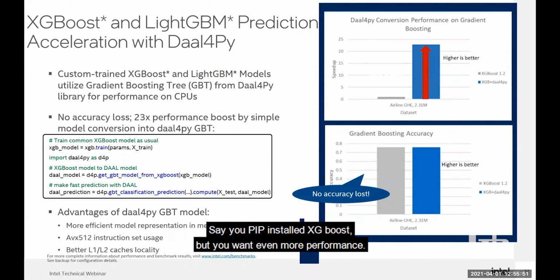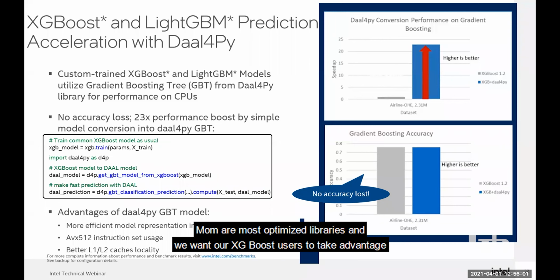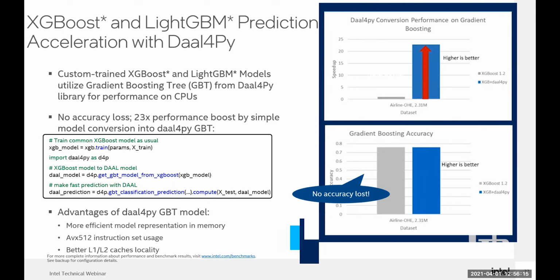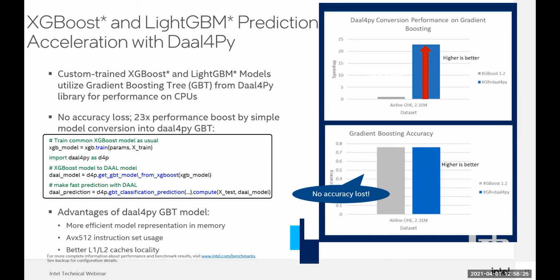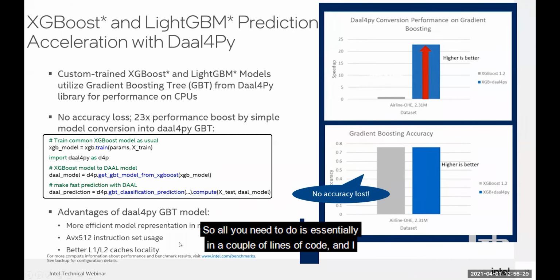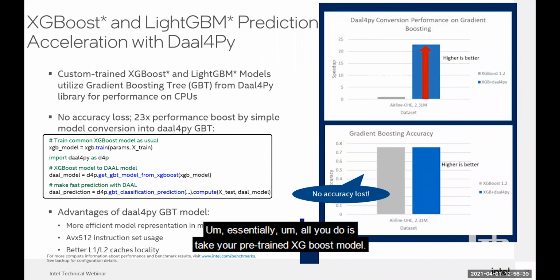Now, say you pip installed XGBoost but you want even more performance. No problem. As I mentioned before, DAAL4py is one of our most optimized libraries, and we want our XGBoost users to take advantage of some of these optimizations without having to sacrifice the integrity of their XGBoost models, or having to tweak and translate their model using a different API and thereby changing the model entirely. No problem. What we've done with XGBoost and also with LightGBM prediction is add a converter. All you need is a couple of lines of code, and I can show this in a demo if we have time. I believe we will.